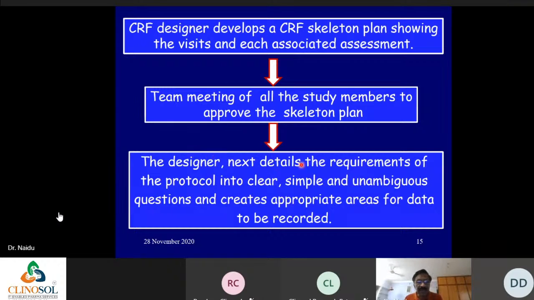Then the designer details the requirements of the protocol into very clear, simple, unambiguous questions and creates an appropriate area for data to be recorded. He makes a final case record form, with everything presented very clearly in a simple form, no confusion, with all the questions that need to be recorded from the patient. So a final case record form is designed by the designer.